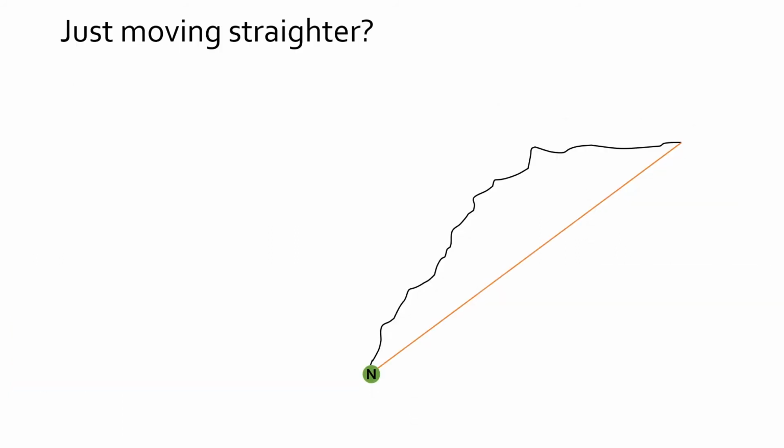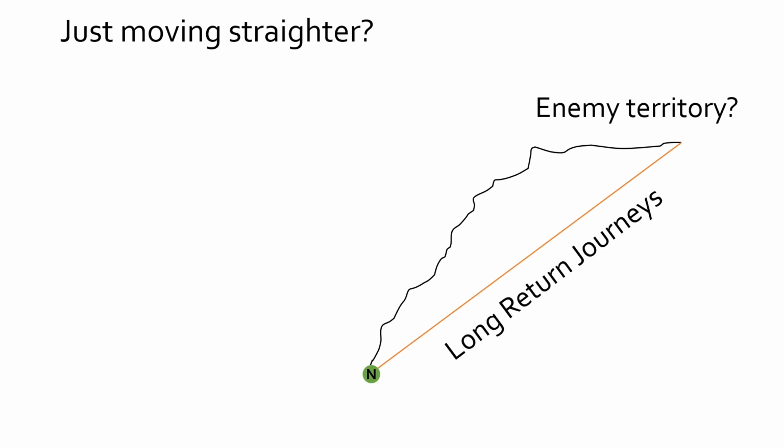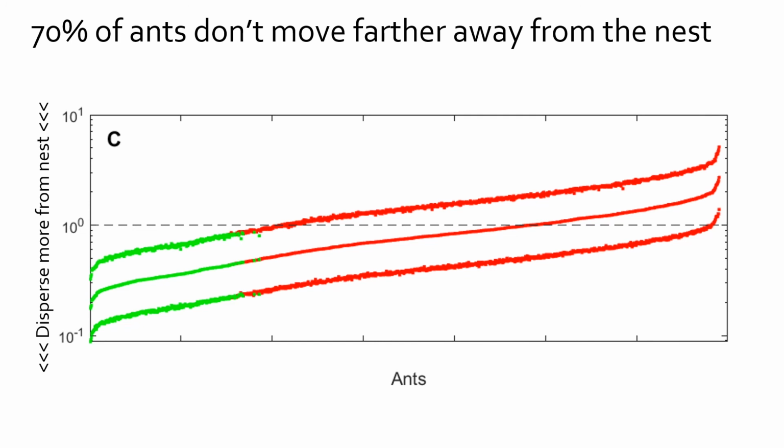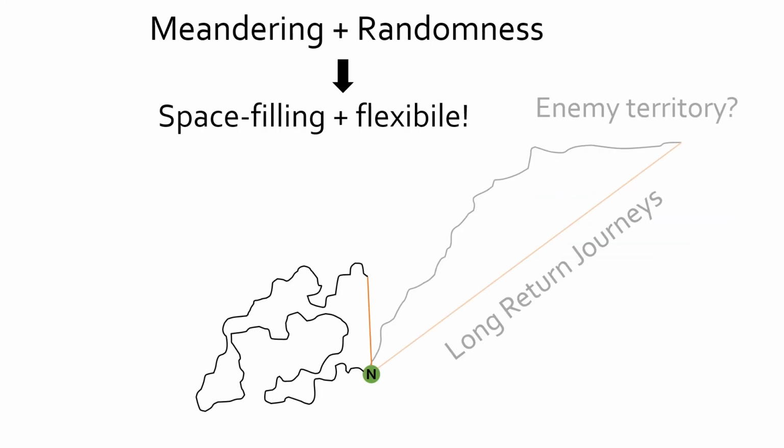But these ants could also achieve this little crossing by just going straighter, possibly leading them into enemy territory and requiring a long return journey. But most of the ants don't do that. They instead stay closer to the nest than their random walk tracks. So by combining the systematic meandering and random movements, ants walk more space-fillingly than a random walk, while also remaining less susceptible to the noise than a rigid geometric search pattern, making this probably a pretty efficient way to search for their resources.